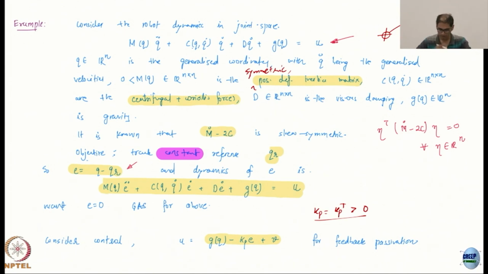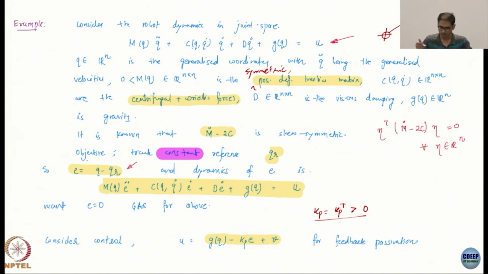Suppose the aim is to track a constant reference. I was careful, we discussed this. If it's a time varying reference, then you have to do a little bit more jugglery, it's not this simple. So if you have a constant reference Q_R, then your error, which is Q minus Q_R, the error model actually looks exactly similar, because I chose a constant reference. If you chose time varying, you will have to slightly modify how you work with this problem. We may look at it later, but not right now.